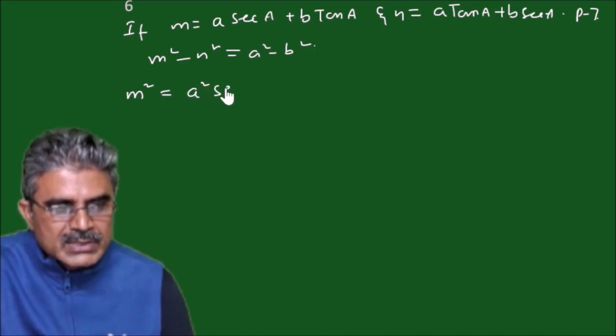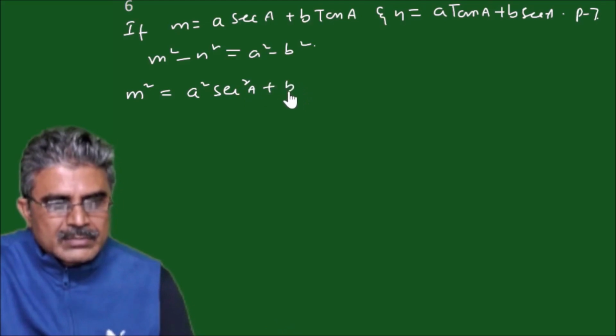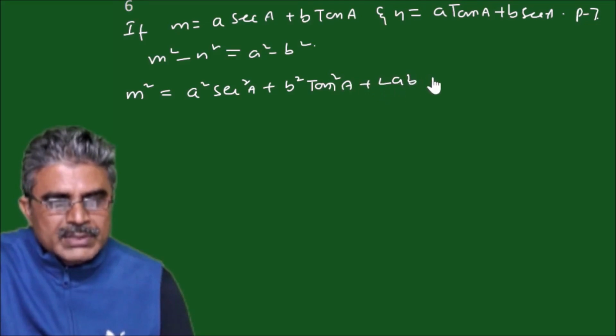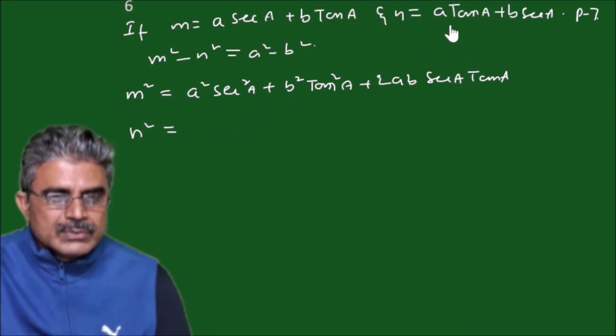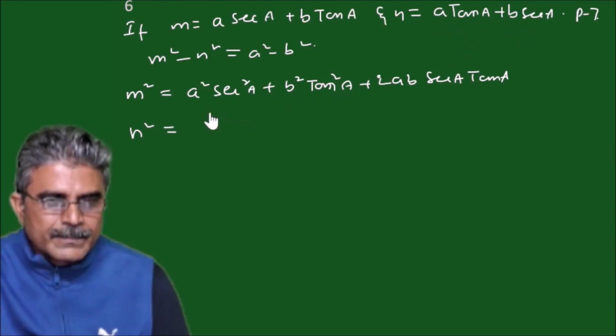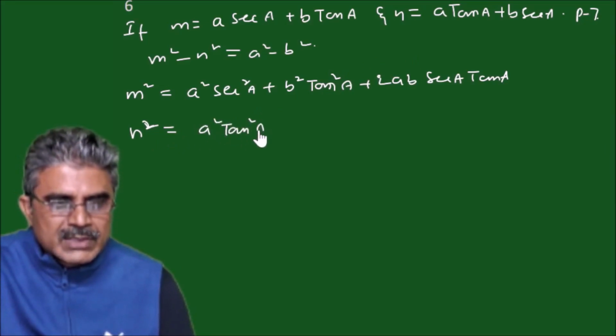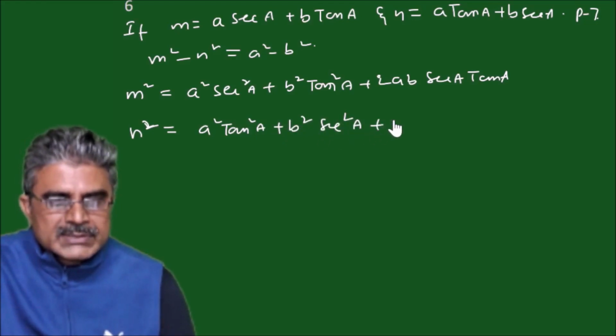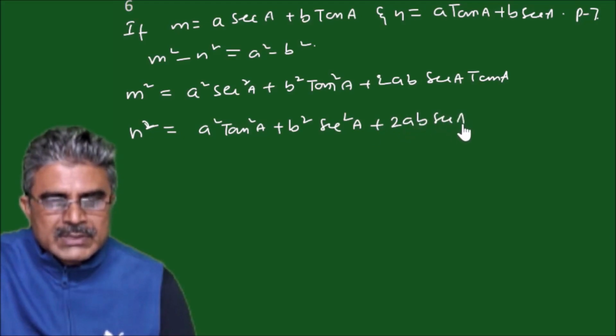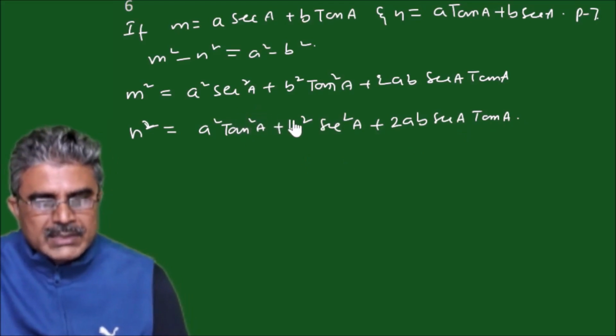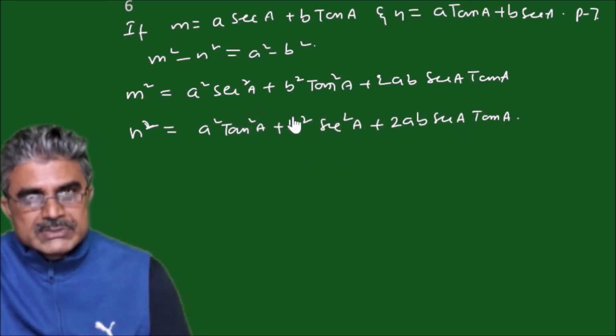So I will have a square secant square a plus b square tan square a plus 2ab secant a tan a. So like that, n is also a tan a plus b secant a. By taking square, n square is equal to a square tan square a plus b square secant square a plus 2ab secant a tan a. But from the identity of secant and tan, secant square a minus tan square a is unity.